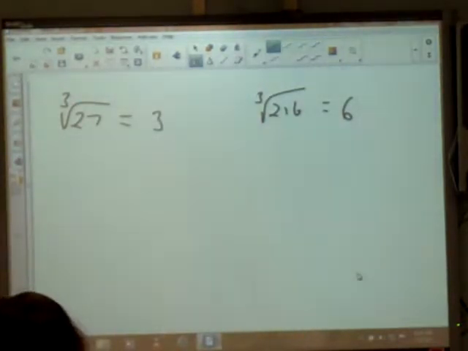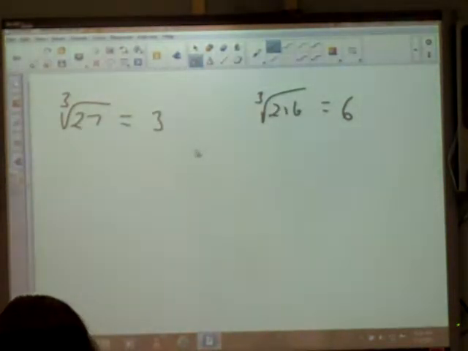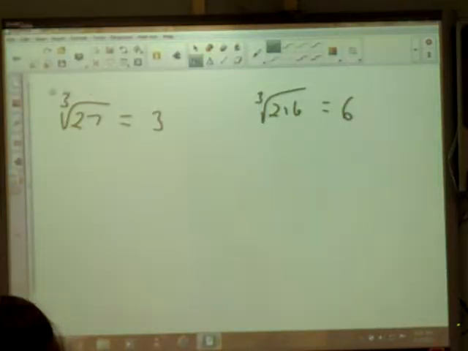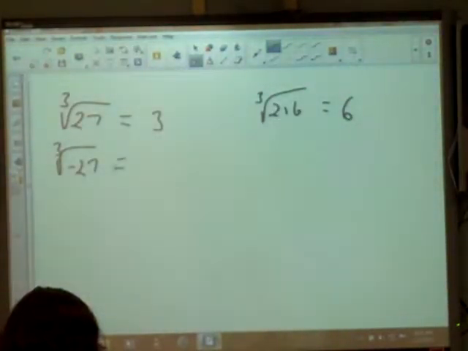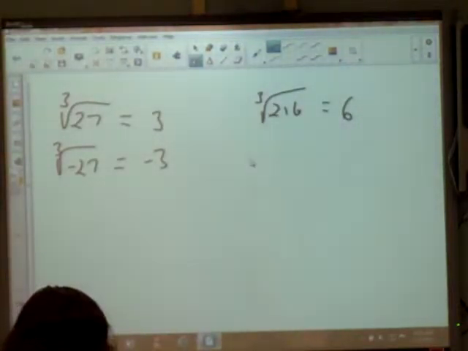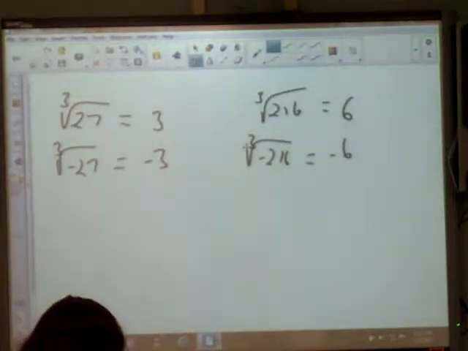Now both of those were cube roots, and that's an odd number. That has a lot to do with the signs, if our answer is going to be positive or negative. If it's an odd root, your answer, positive or negative, will match whatever's underneath there. This was a positive 27, so my answer was a positive 3. This is a positive 216, so my answer was a positive 6. I could do the cube root of negative 27. That would be negative 3. I could do the cube root of negative 216. That would be negative 6.